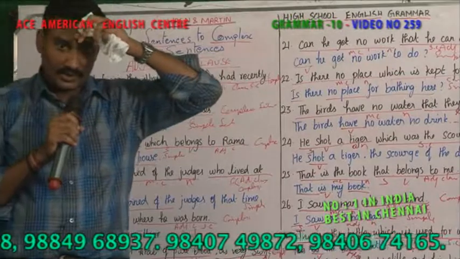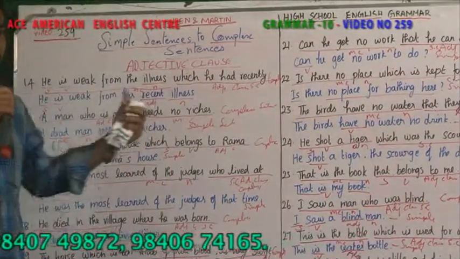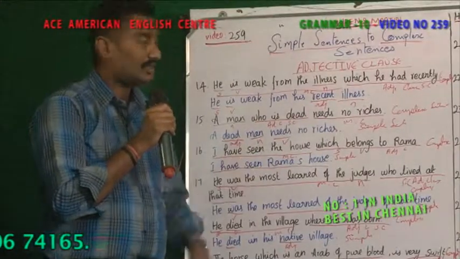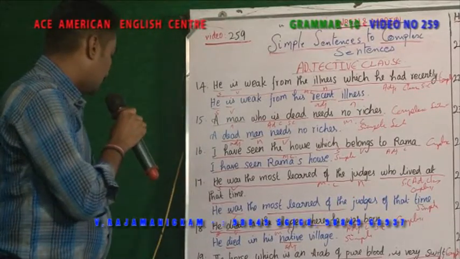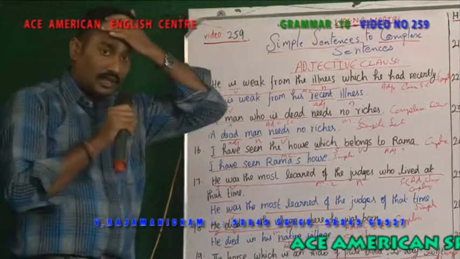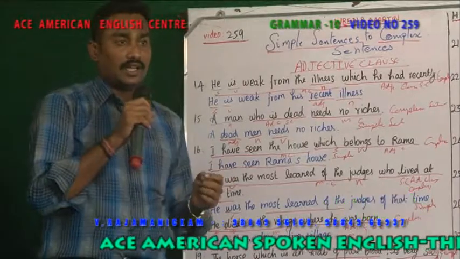What I understand is that in our mother tongue, we mostly use complex sentences. For example, this sentence: He died in the village where he was born. In Tamil, we also say it like that.